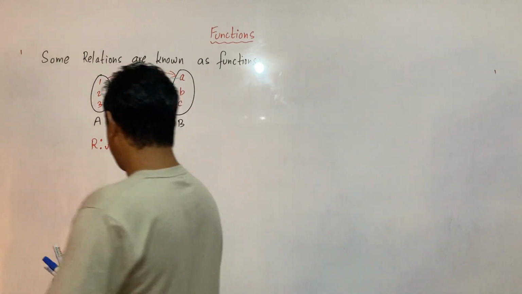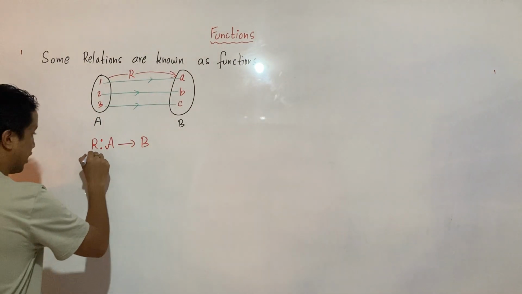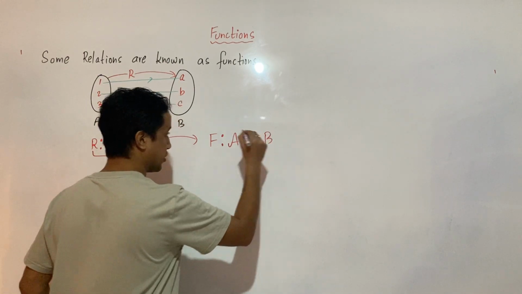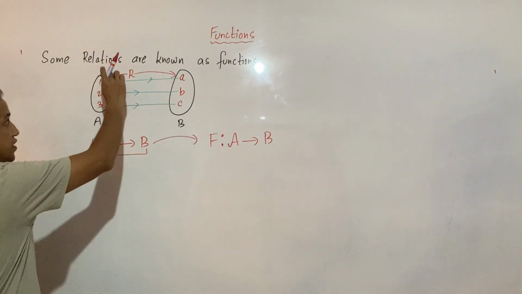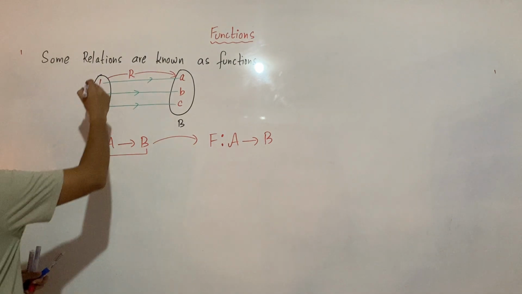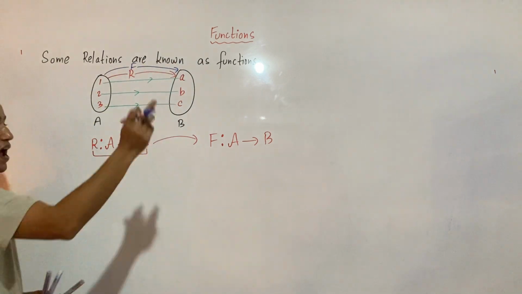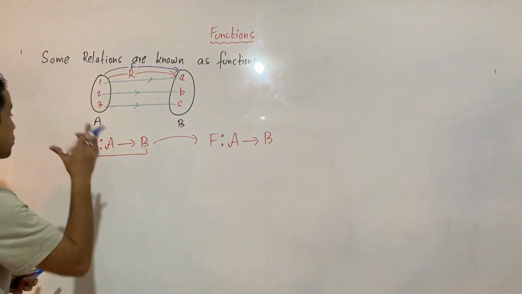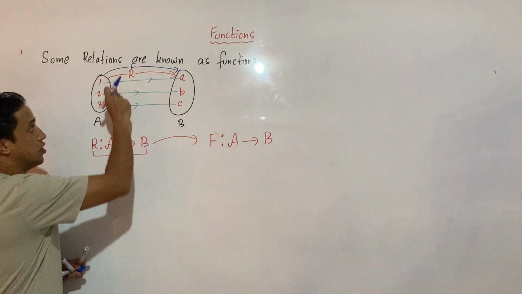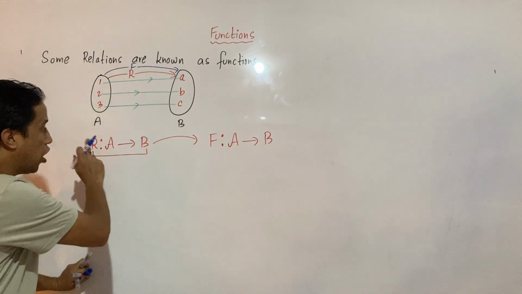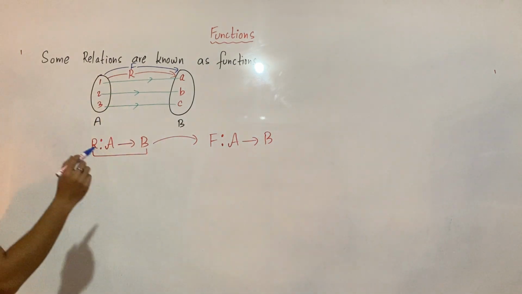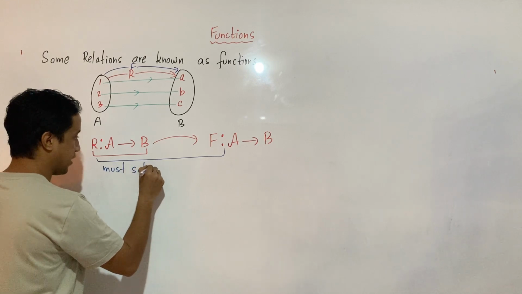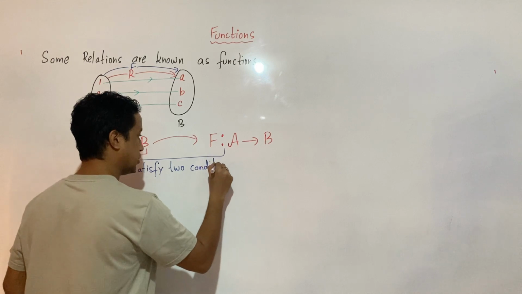Now, in order for this relation to behave as a function, this relation R is said to be the function f, and f is a function defined from A to B. Basically, I just wanted to show you what are those conditions that are required for this relation to be a function. It must satisfy two conditions.